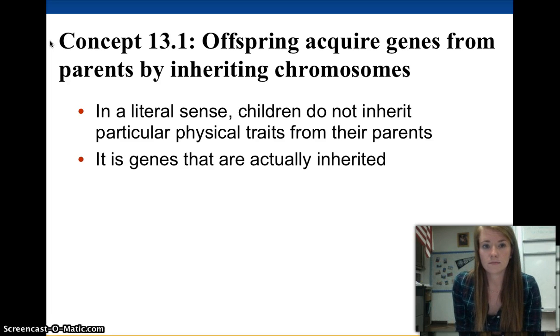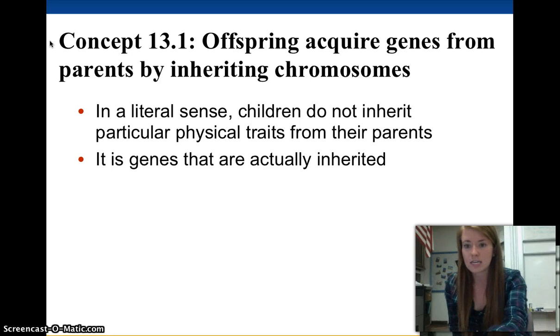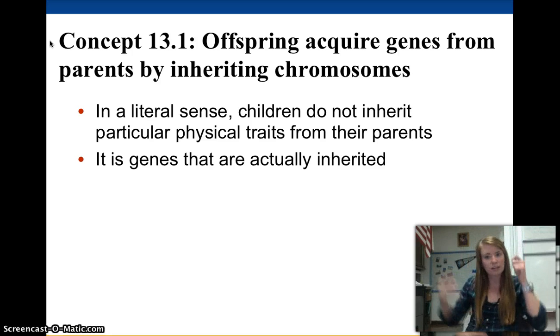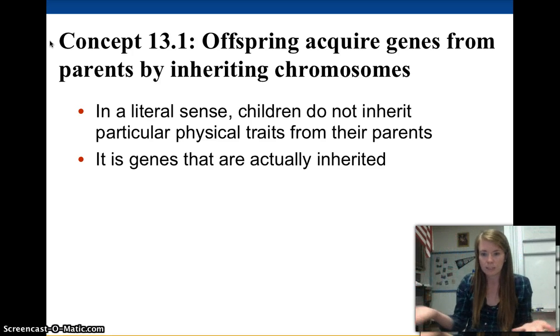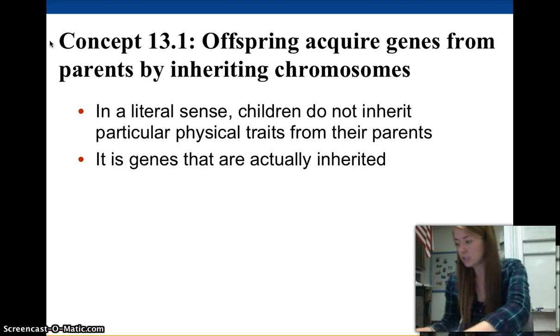So in a literal sense, children do not inherit particular physical traits from their parents. My mom didn't actually give me her hair, but she gave me chromosomes that tell my body to make hair that looks like my mom's. So I actually get the genes, not the actual physical traits. She didn't give me her hair. Like when I was a baby, she didn't cut off her hair and glue it on my head, right? That would be weird. Instead, my body knows how to make that hair because she gave me those genes.